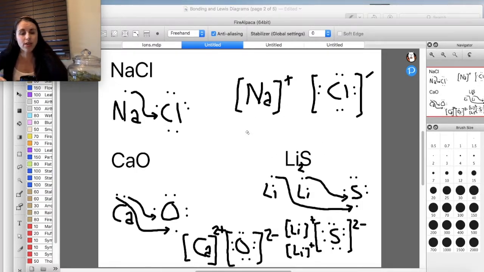Okay, so those are ionic compounds. In ionic compounds, you see the formation of ions, and I call it stealing. So ionic compounds are stealing electrons. You actually see electrons leaving one atom and going to another atom.